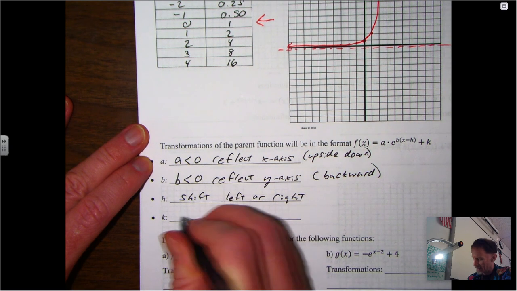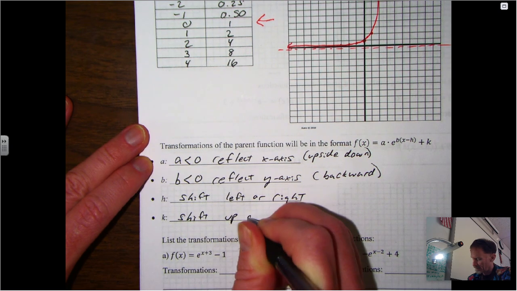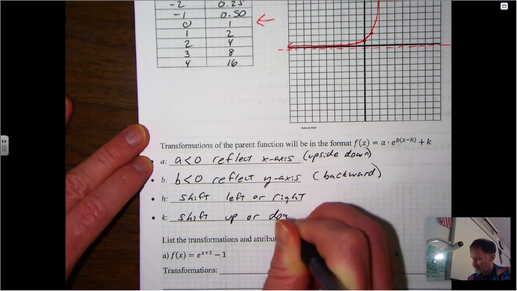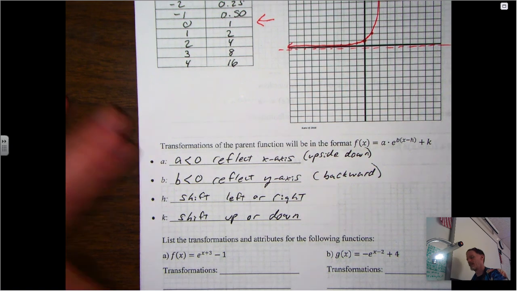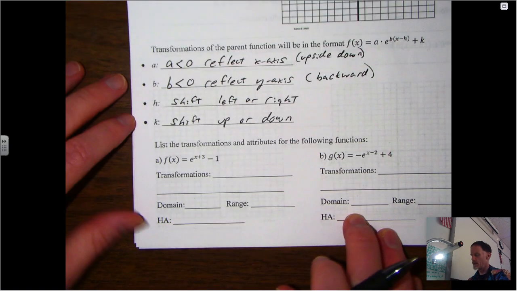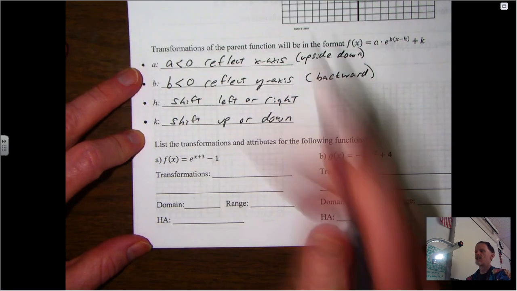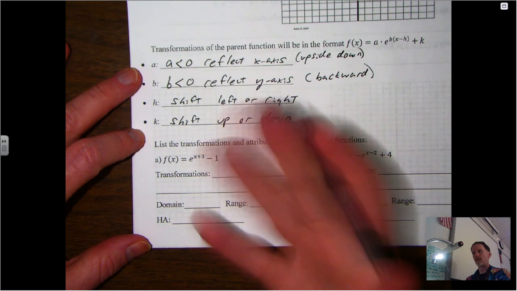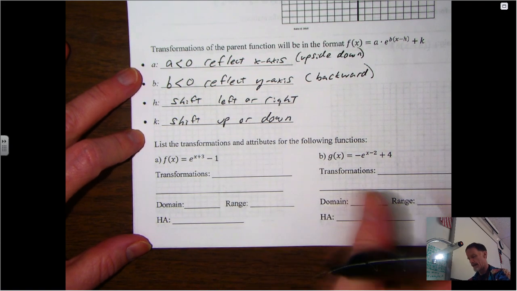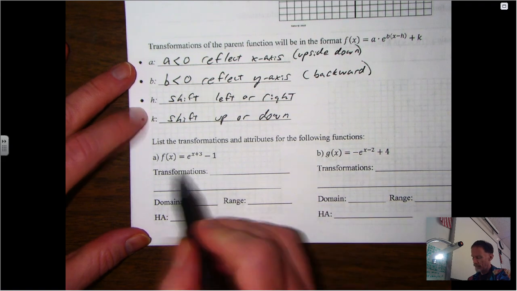And then the K is shifting up and down. Okay, so let's jump into the examples here and see what this is going to look like. I'm going to do example A, and on the back of the page I've got a graph where we're going to graph all these things too. Then I'll come back and do B and do the same thing, and then there are two more on the back. So take a look at example A.